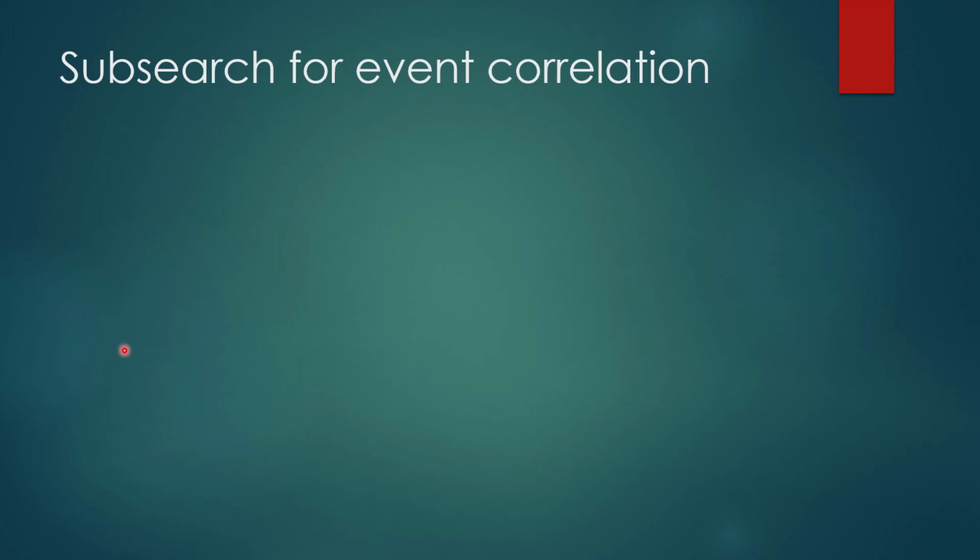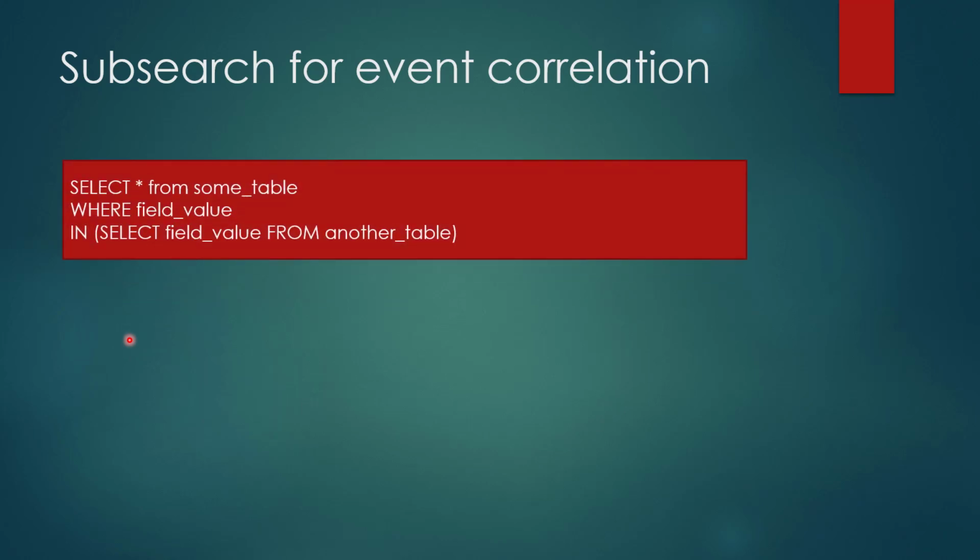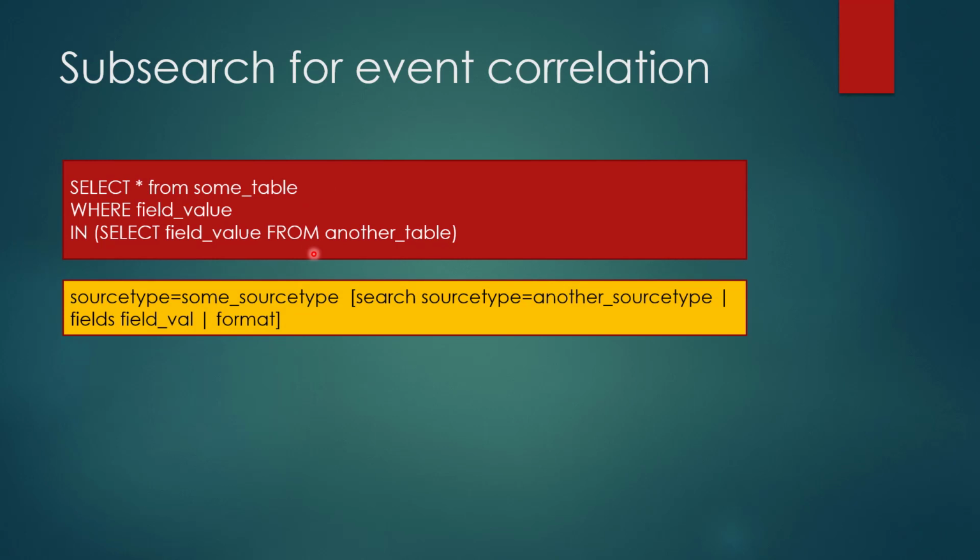Now, as I already told, subsearches can be used to correlate events as well, and for that I have given an example. From a SQL world, we can write a query like this: select star from some table where field value in select field value from other table. If I make it a subsearch, we can use something like this: sourcetype equals something, search sourcetype equals another sourcetype, some field value. You do not need to use the format command here. I just kept it to remind you, but this portion is definitely optional.